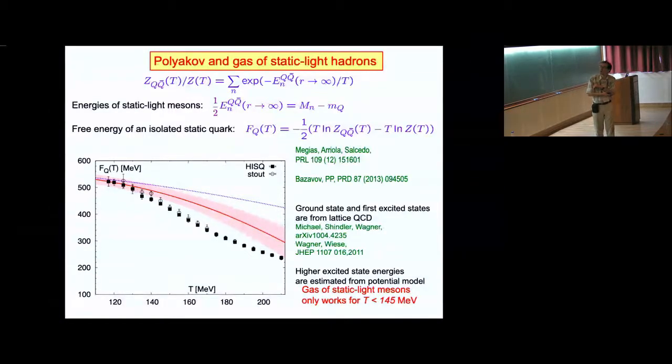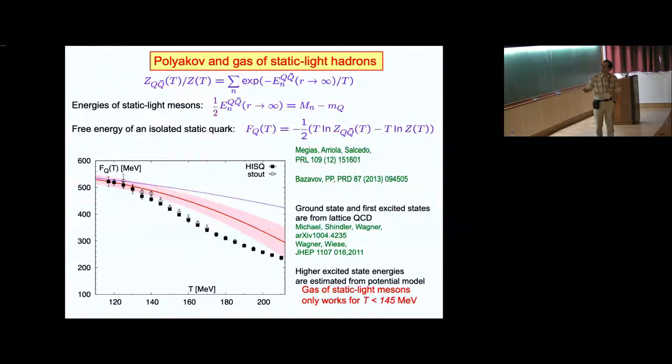So the idea is that you have the partition function of a static quark at some finite temperature, divided by the partition function of the same system without the static quark, and that's essentially what the Polyakov loop is. At low temperature, you could write this down as a Boltzmann sum of the energies of static light mesons, or the static light QQ bar pair, taken at infinite distance. When you separate the QQ bar pair at low temperatures, it just gives you the energy of a static light meson minus the mass of the static quark. So if you know the spectrum of static light mesons in the vacuum, you in principle have a prediction for the free energy of a static quark at low temperature.